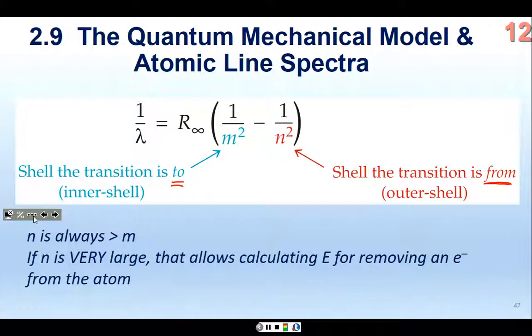So it goes from a larger one to a smaller one, and if N is super large, that's how you can calculate the energy of the transition for an electron that's totally removed from the atom. Interesting. So it allows for us to understand what we call ionization energy, and how it can be calculated for a particular element.